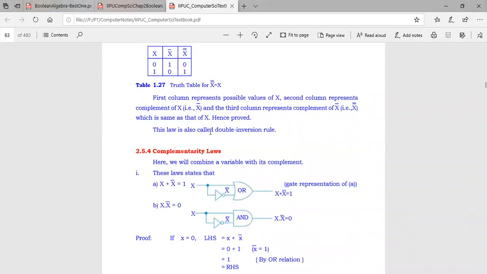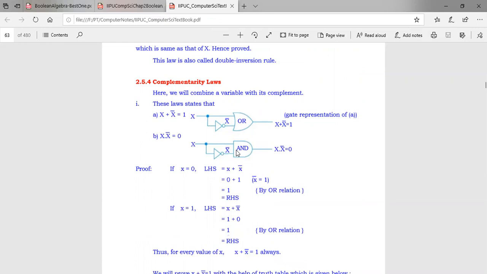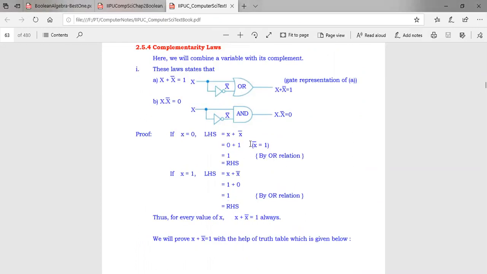So this involution theorem is also called the double inversion rule. Can you remember this? Double inversion rule. This is nothing but the involution theorem. Shall we go to the complementarity theorem? Another one is complement law or complement theorem. It's also called complementarity theorems.